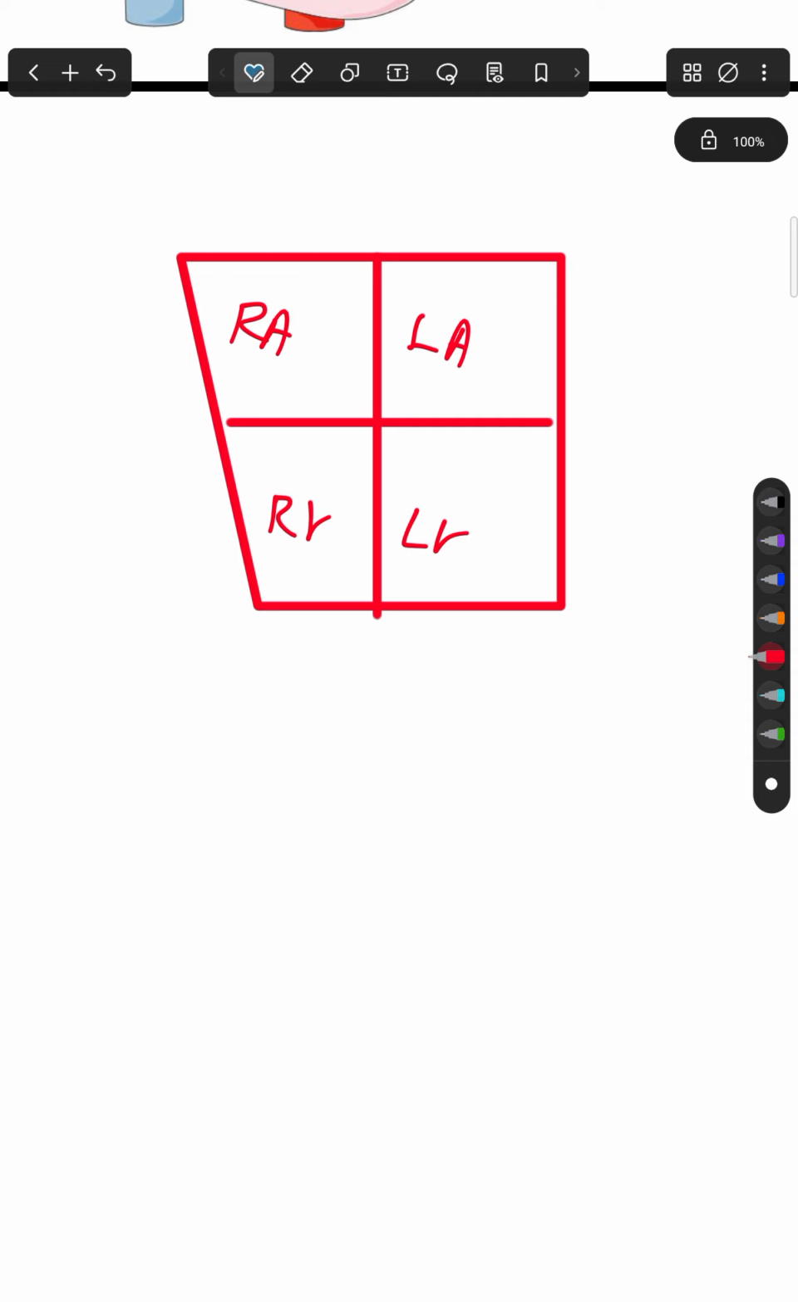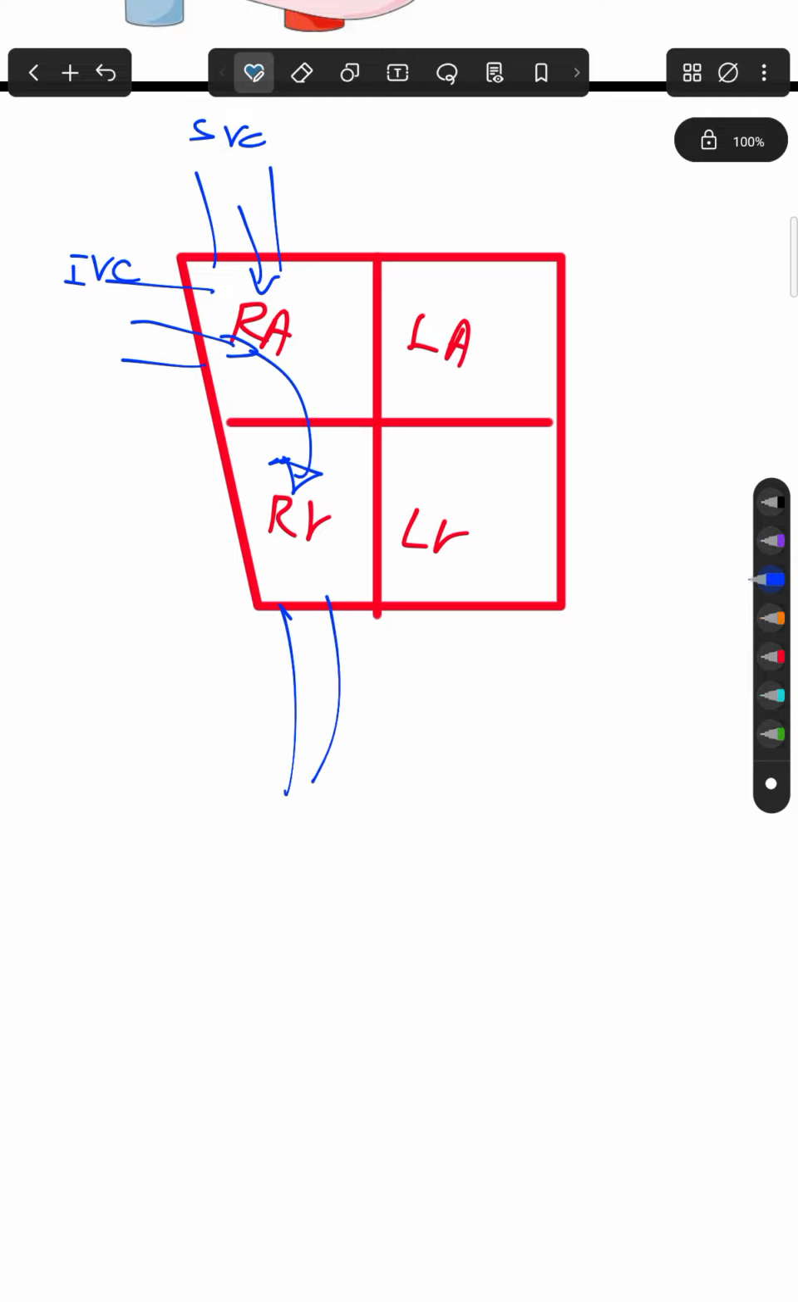Now, let's follow the path of blood. Blood returning from the body enters the right atrium through 2 vessels. What are they? They are the superior vena cava and the inferior vena cava. Blood then flows from the right atrium to the right ventricle, where it is pumped to the lung through a vessel.